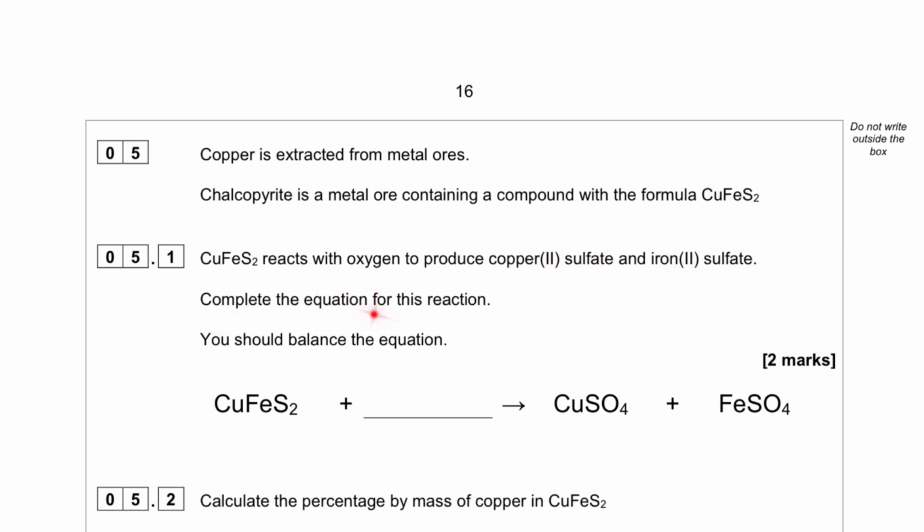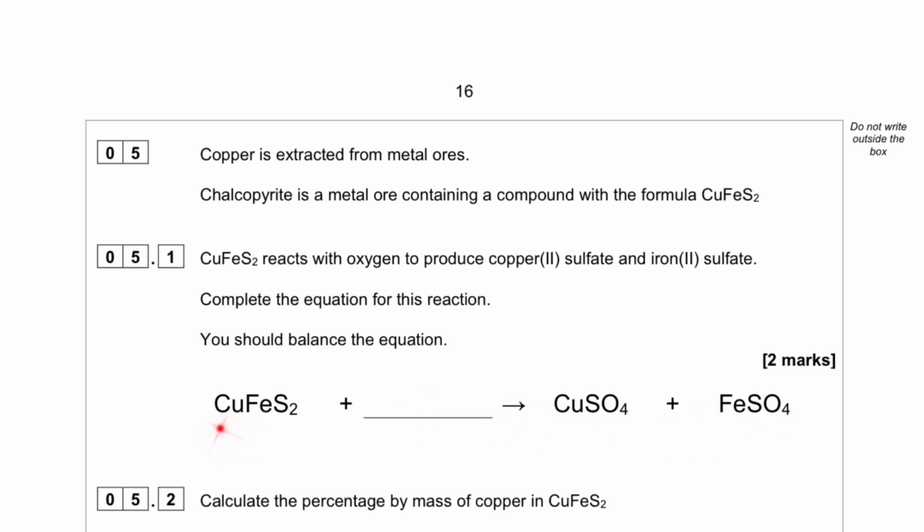Complete the equation for this reaction. You should balance the equation. The reactants are CuFeS2 plus something, and the products are copper(II) sulfate plus iron(II) sulfate. We need to apply conservation of mass, and conservation of mass means the total mass of reactants must equal the total mass of products.